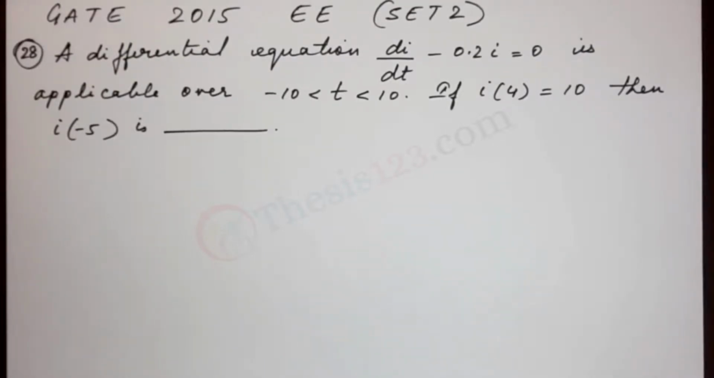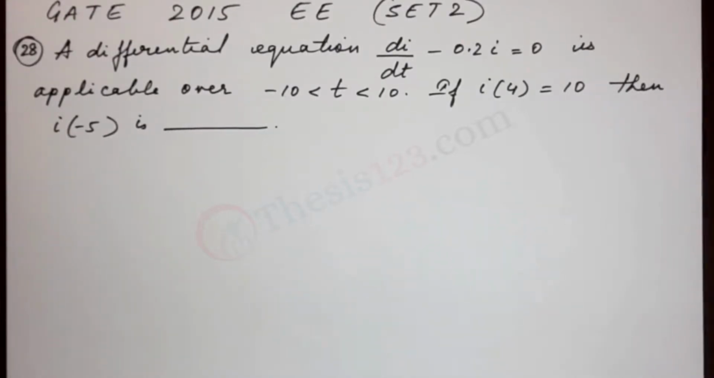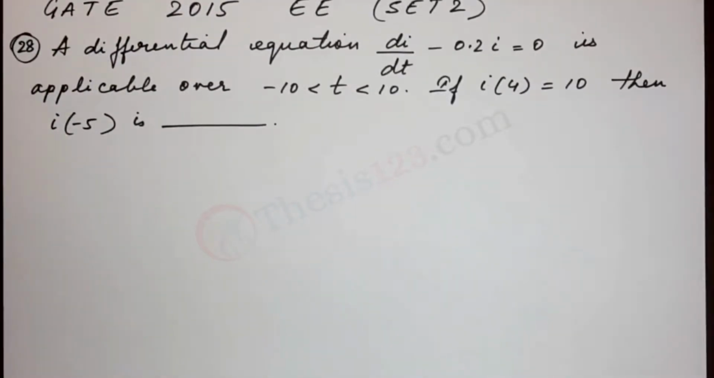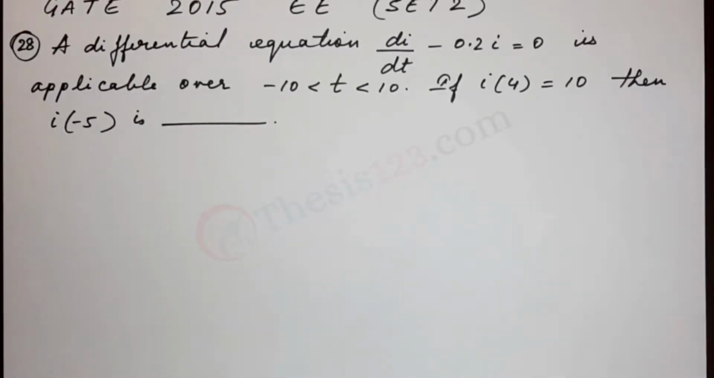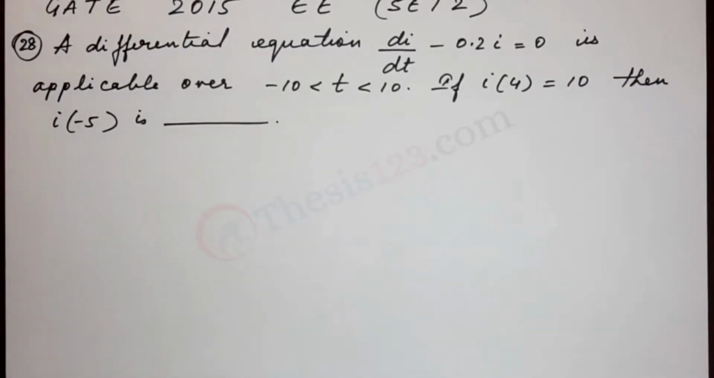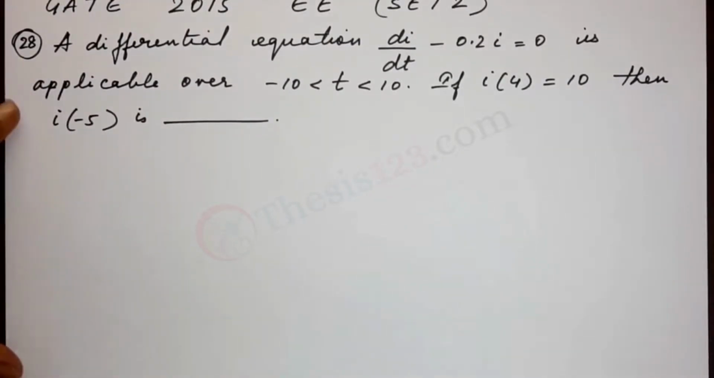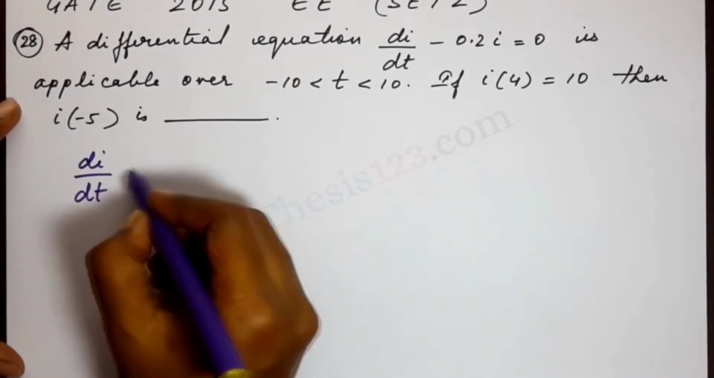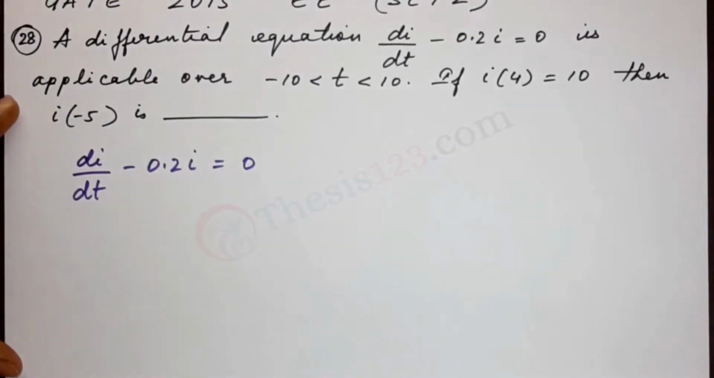Okay, so in order to find out what I of minus 5 is, we need an equation in terms of I. But we have been given a differential equation, so we need to integrate that, find an equation of I, and then start solving. So we begin with the differential equation. Given di by dt minus 0.2i is equal to 0.